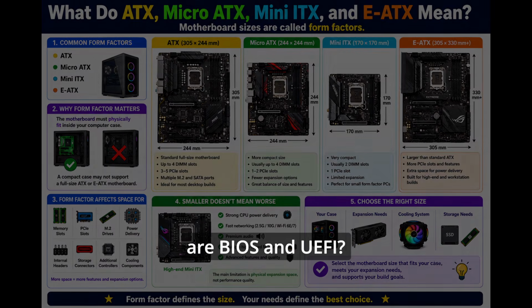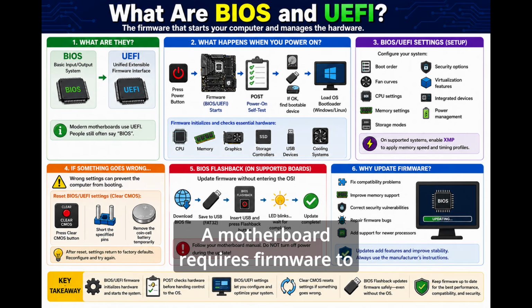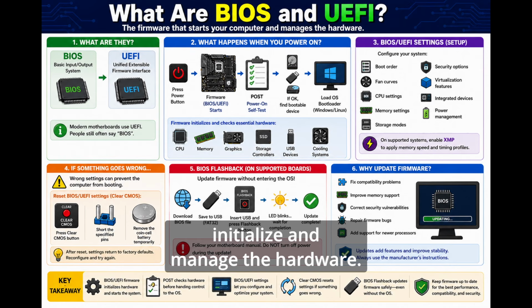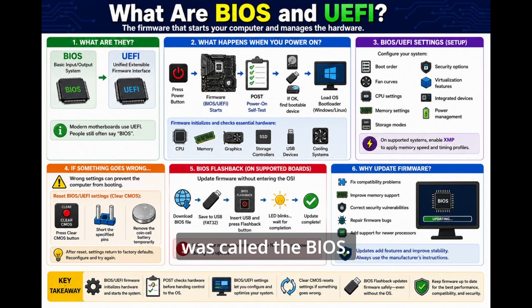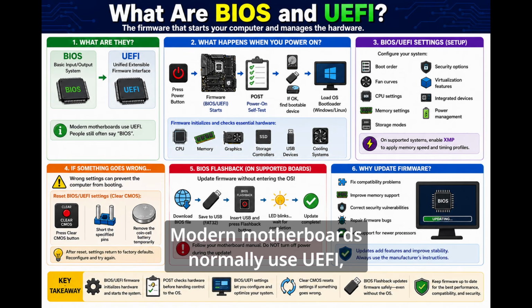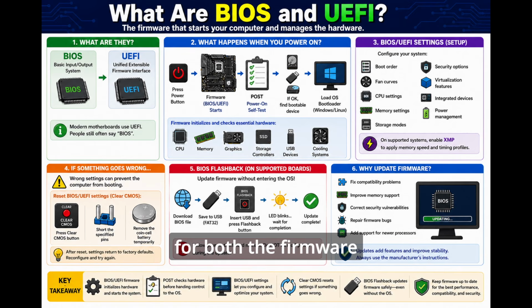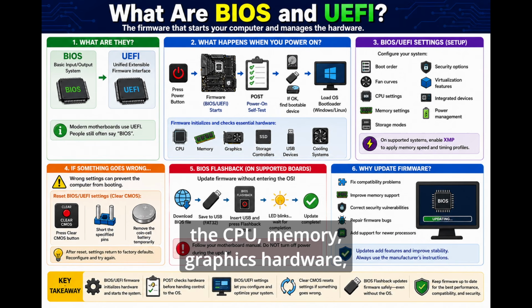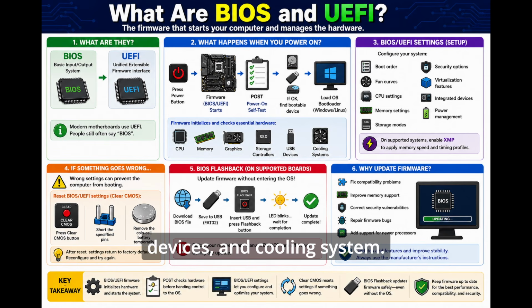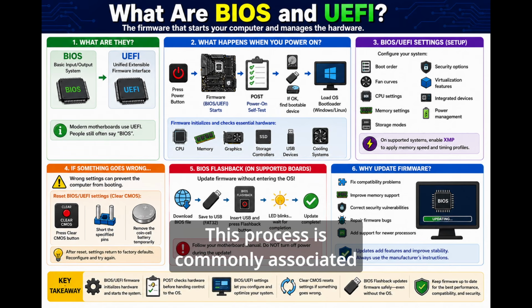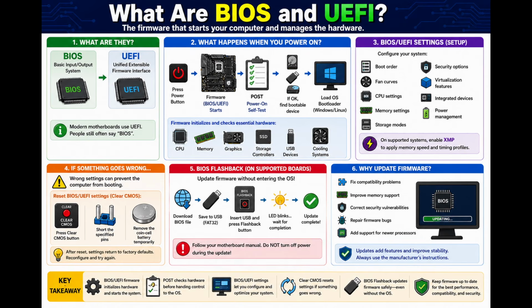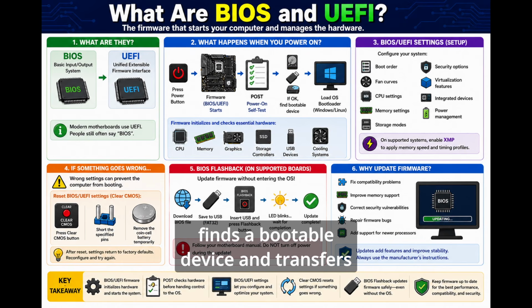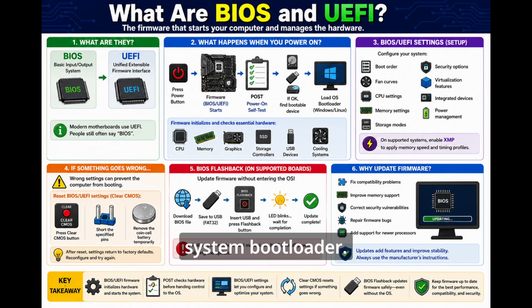Chapter 12. What are BIOS and UEFI? A motherboard requires firmware to initialize and manage the hardware. Traditionally, this firmware was called the BIOS. Modern motherboards normally use UEFI, but many people still use the word BIOS for both the firmware and its settings interface. When the power button is pressed, the computer does not immediately load Windows or Linux. The firmware first initializes and checks the CPU, memory, graphics hardware, storage devices, USB devices, and cooling system. This process is commonly associated with POST, or power on self-test. If the hardware is working, the firmware finds a bootable device and transfers control to the operating system bootloader.